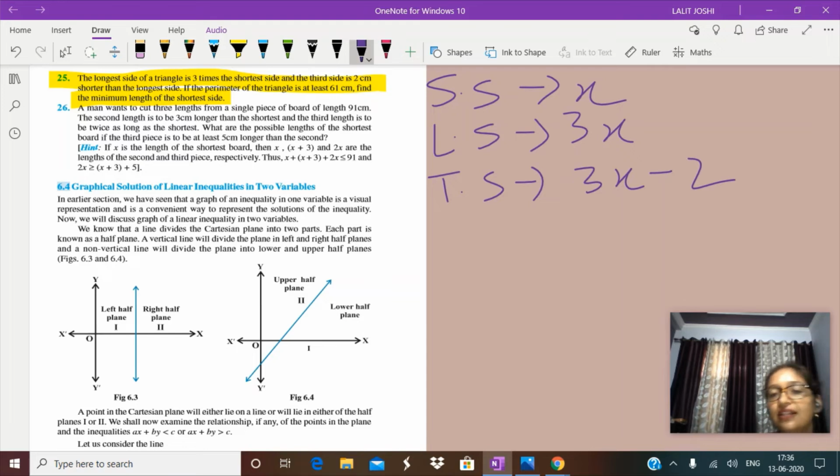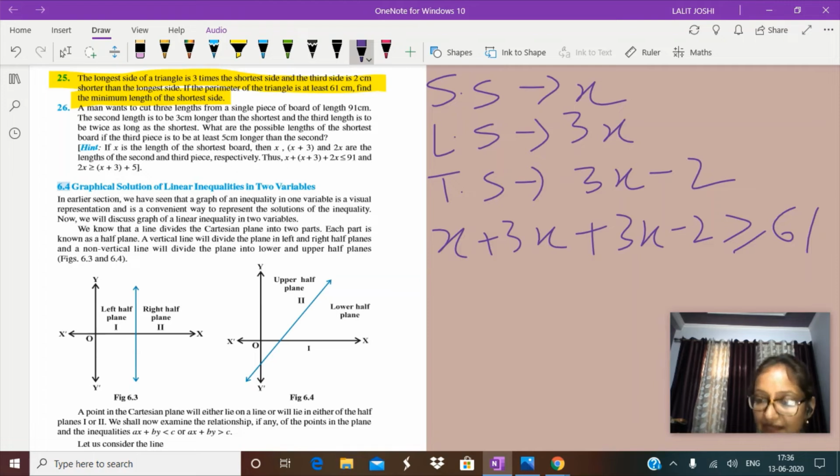Then perimeter means sum of all the sides since it is a triangle. So I'll just add up the sum. It will come out to be this. Now this is at least 61. So at least 61 means it is minimum 61. This sum can be more than 61 as well, right?